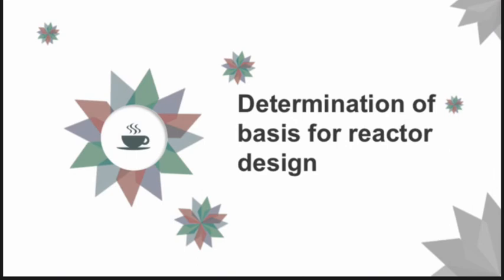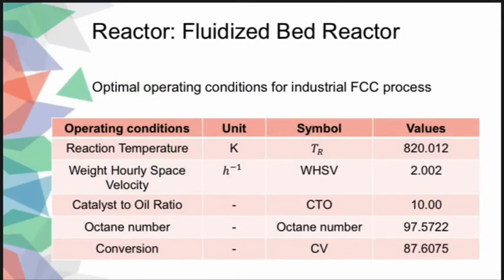Moving on to the determination of the basis for reactor design. As a general statement of the basic objectives in designing a reactor, the aim is to produce a specified product at a given rate of reaction from known reactants. In this case, we are using the reactant of gas oil. In this paper, we will be using a fluidized bed reactor. The reason we are using this is to obtain the basis of the optimal operating conditions for the industrial FCC process.